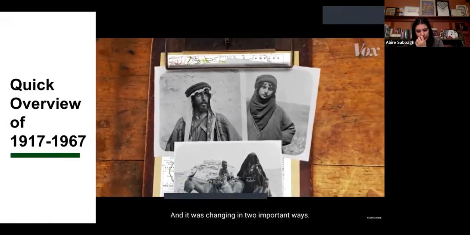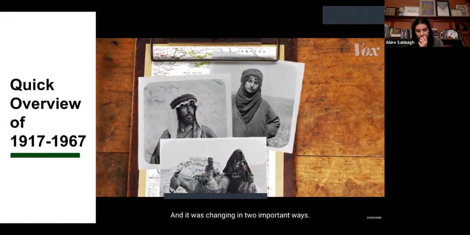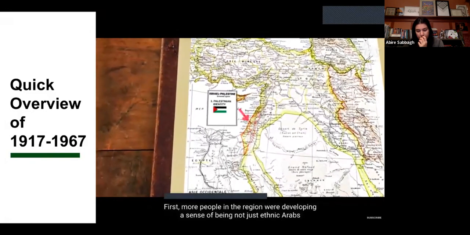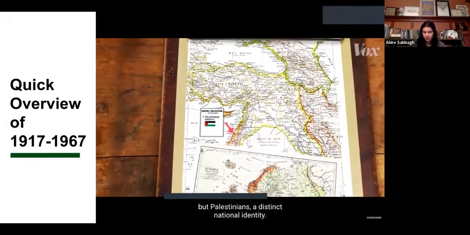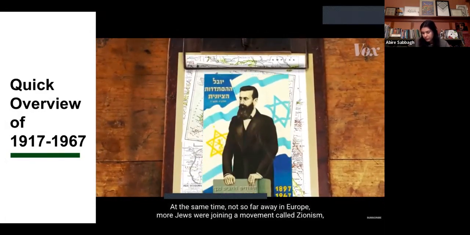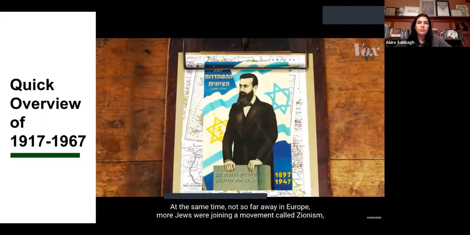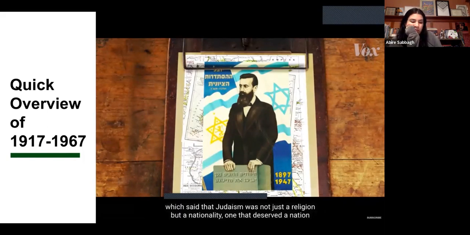First, more people in the region were developing a sense of being not just ethnic Arabs, but Palestinians, a distinct national identity. At the same time, not so far away in Europe, more Jews were joining a movement called Zionism, which said that Judaism was not just a religion, but a nationality, one that deserved a nation of its own.